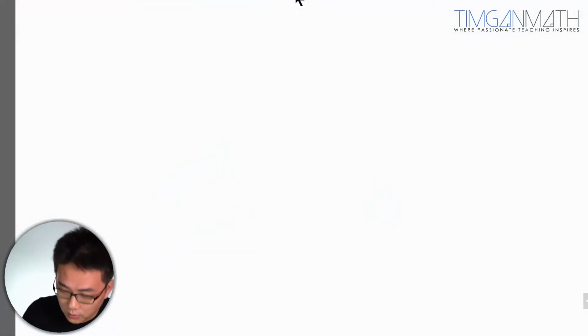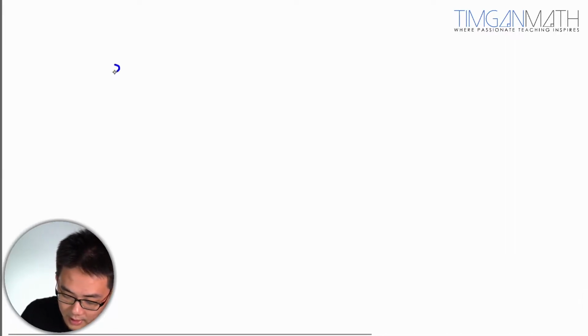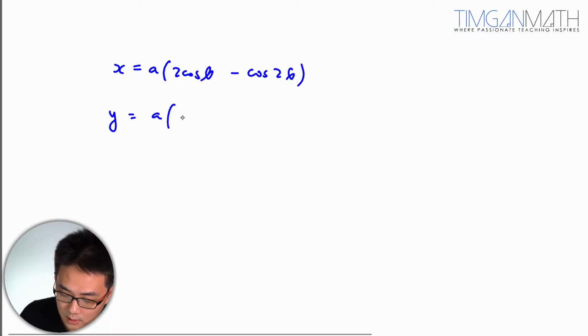Alright, so let's look at this question here, which was taken from the year 2019, paper 1, question 10. You are given this parametric equation: x equals a(2 cos theta minus cos 2 theta), and y equals a(2 sine theta minus sine 2 theta).